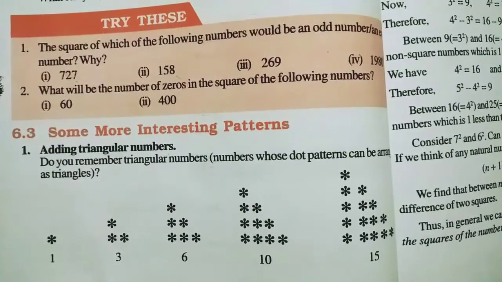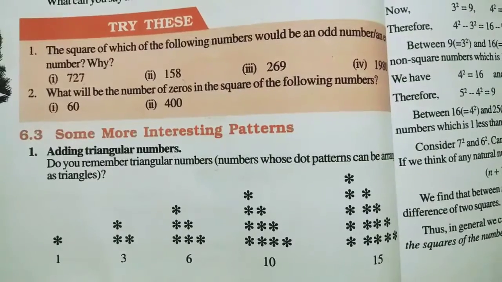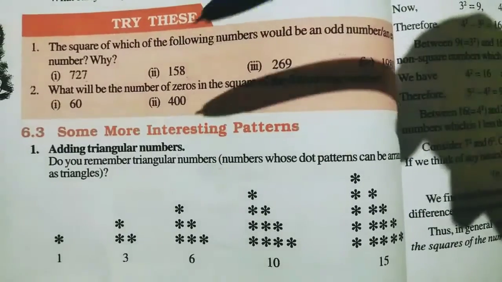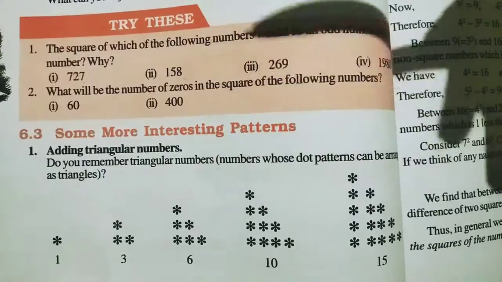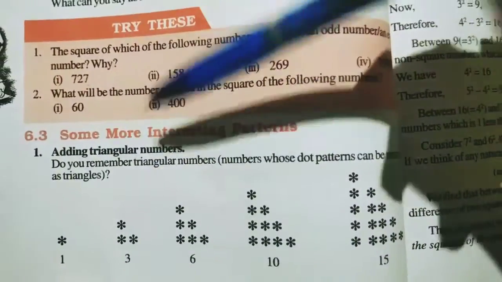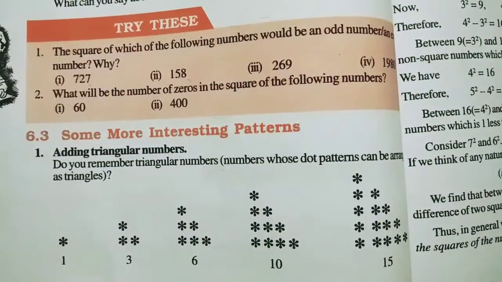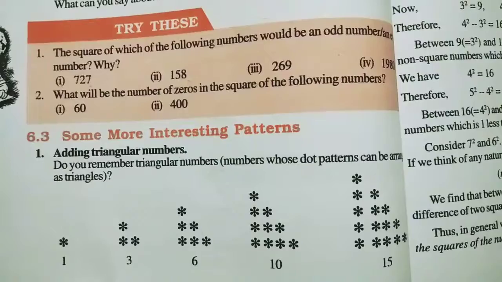So we are doing the square chapter and I have explained some properties of the square numbers. Now some more interesting patterns are there. First of all, adding triangular numbers. Here you can see these triangular numbers are adding up in a definite pattern.